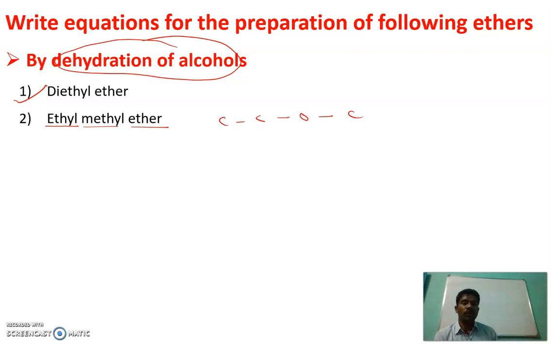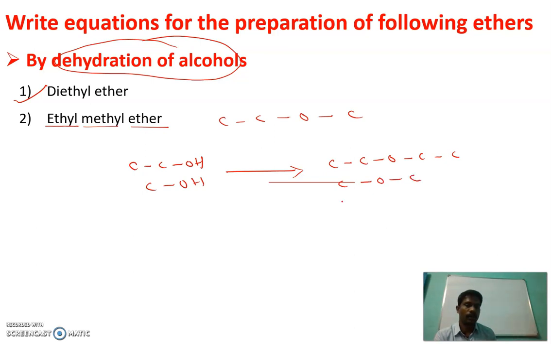The reason for this is, if you try to prepare an unsymmetrical ether, we need to take two different alcohols. If you take two different alcohols and make them undergo dehydration, we get a mixture of ethers like this. So these are the different possibilities of the ethers. In addition to our desired unsymmetrical ether, we are getting unwanted and undesired ethers. So this is not an appropriate method for preparation of unsymmetrical ethers. Then, how to prepare unsymmetrical ethers?